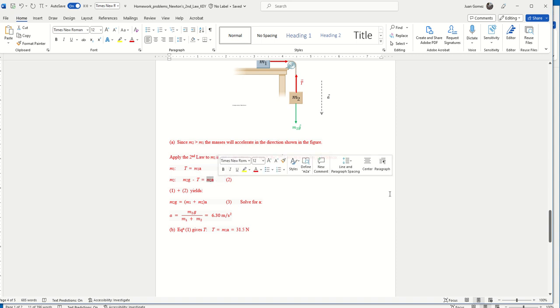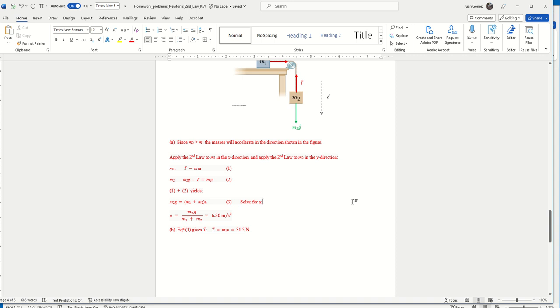If I add 1 and 2 on the left, I get T plus m2g minus T. Notice on the left-hand side, the T's cancel. I have a T and a minus T, so I'm left with m2g. Now on the right-hand side, I have m1a plus m2a, i.e., in parentheses, m1 plus m2 times a. So when I add 1 and 2, I get equation 3: m2g equals (m1 plus m2) times a.